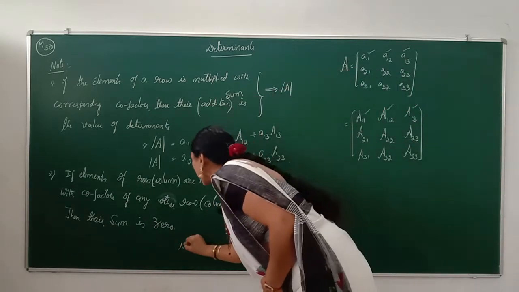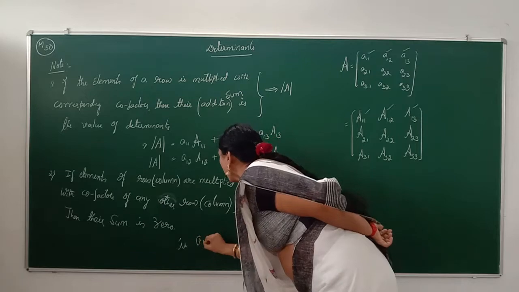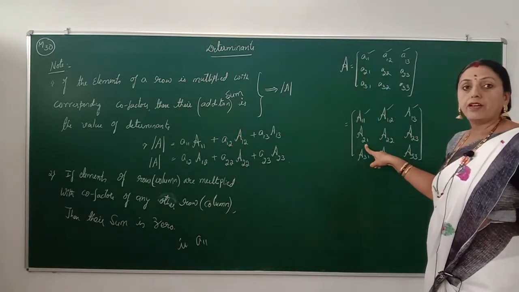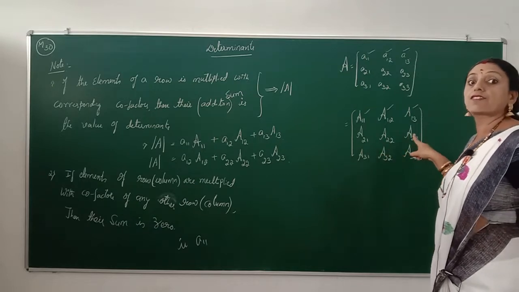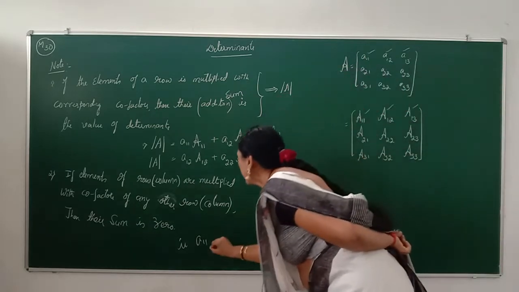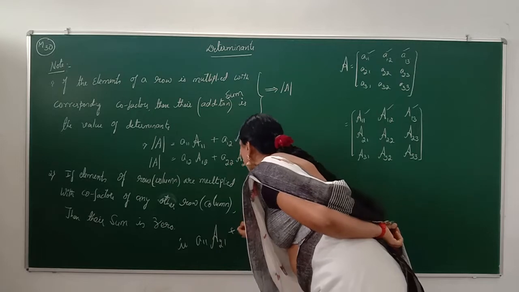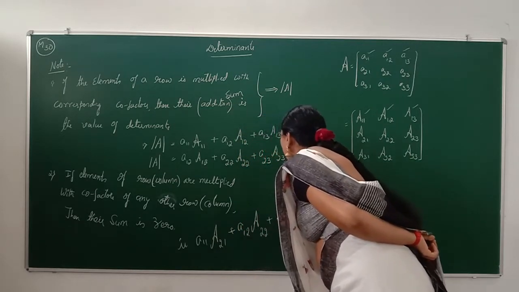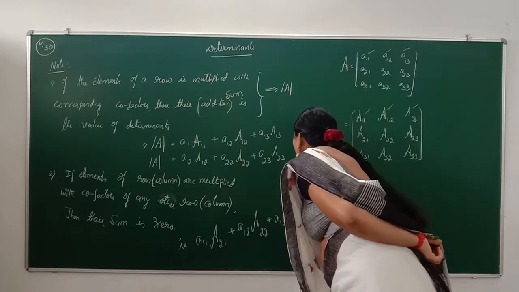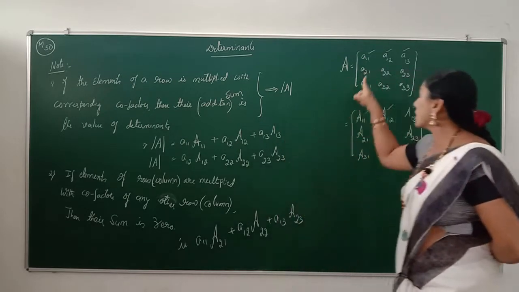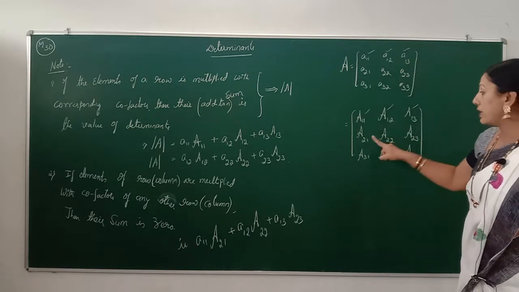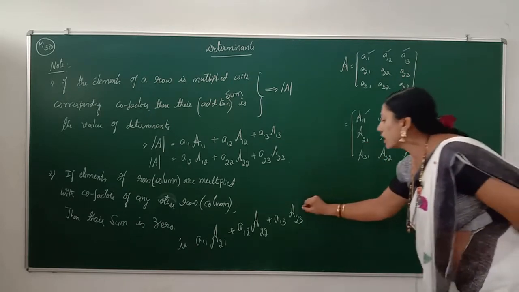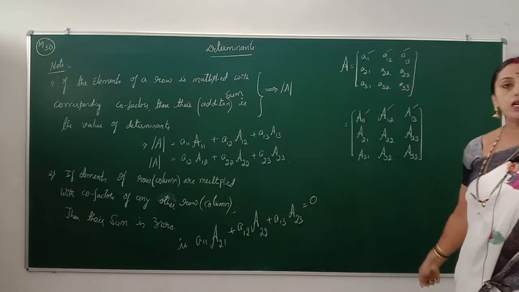Therefore, it can be written as A11 A21 plus A12 A22 plus A13 A23. That is, the elements of the first row are multiplied with the cofactors of the elements of the second row. When the elements of the first row are multiplied with the cofactors of the second row, their sum is always equal to 0.